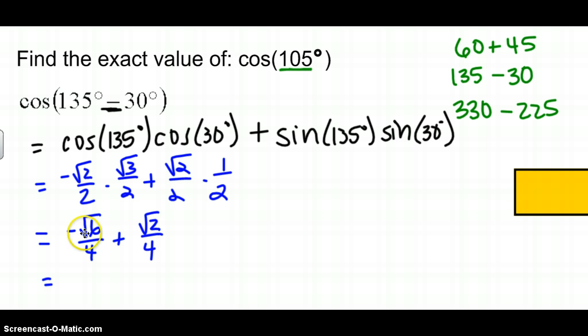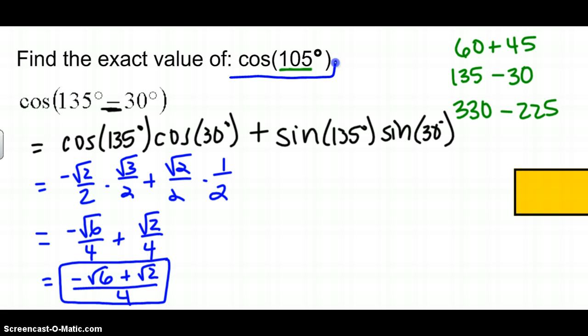I can't combine the negative root 6 and the root 2 because they're different radicals, but I can combine these fractions because they have a common denominator. So negative root 6 plus root 2 all over 4 is the exact value of the cosine of 105 degrees. If you type in cosine of 105 in your calculator, and then you type in negative root 6 plus root 2 over 4, you should get matching decimals because they are matching ratios of the sides of a triangle.